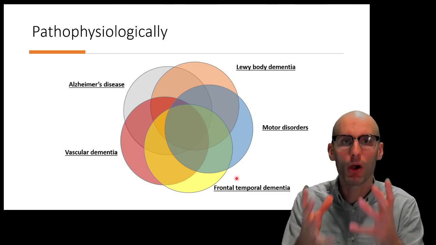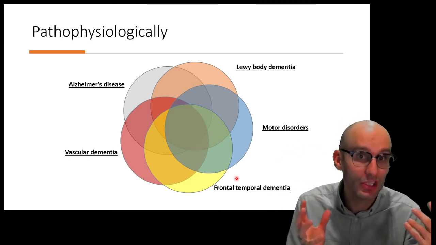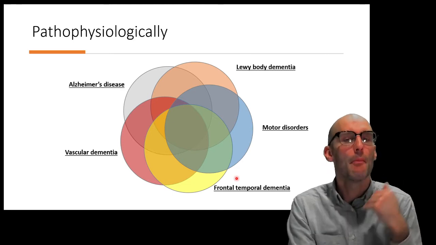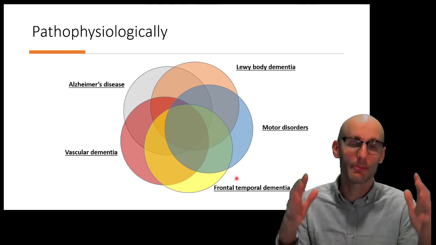Now, I might be overstating the overlap with this diagram. It's just sort of a pretty way to visualize it. Some of the dementias might be a bit more distinct than others. But a key thing there is that the pathophysiological processes going on are sometimes mixed.